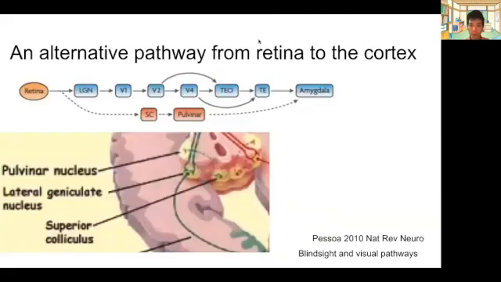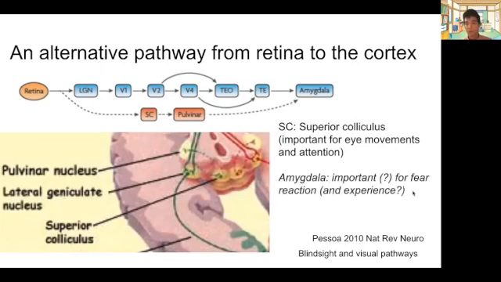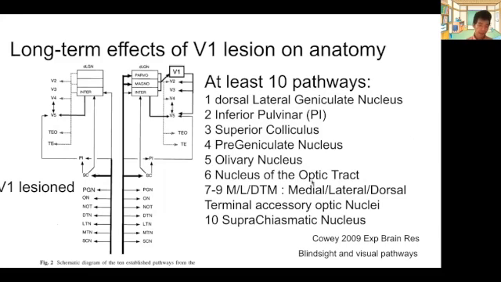But for our purpose, the important thing is that the superior colliculus is not only important for the subcortical pathway, but also for eye movements and attention. And the amygdala is important for fear reaction and the fear experience. That's a really simplistic view. In fact, what we know from anatomical research is that there are at least 10 pathways. You don't need to remember everything. But what I discussed above is the major dorsal lateral geniculate nucleus pathway that carries 90% of the fibers, and that projects to V1.